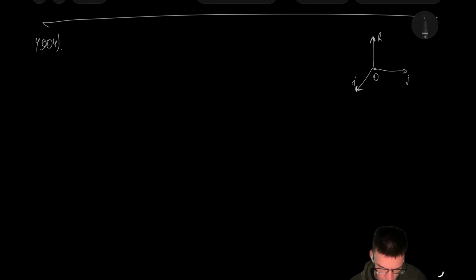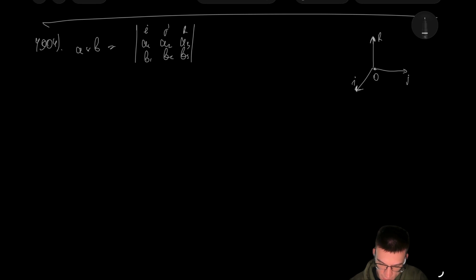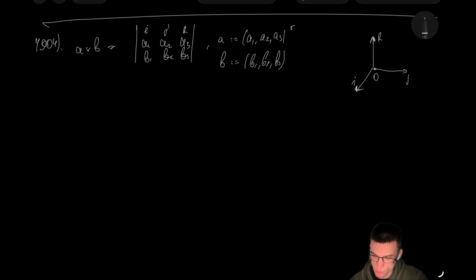Okay, so the problem number 4904. In this problem, we have to prove that the vector product of two vectors a and b is equal to the determinant of i, j, r, a1, a2, a3, b1, b2, b3. Apparently a is given as the vector a1, a2, a3, and b is given as the vector b1, b2, b3. So how can we prove that?